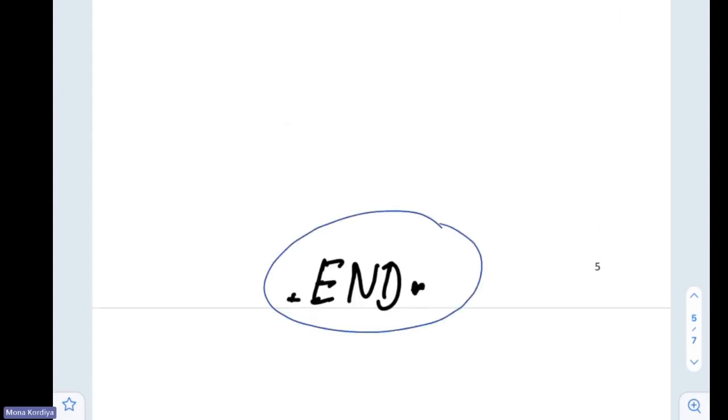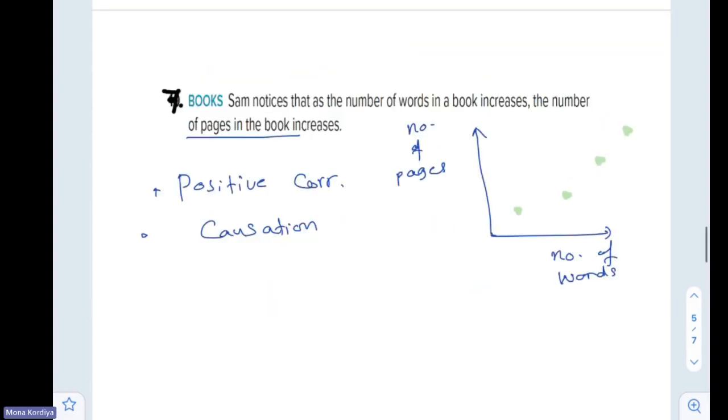So all of these causation stories are cause and effect. And this is the end of the lesson. I think it was an easy lesson, and see you in the next lesson. Goodbye.